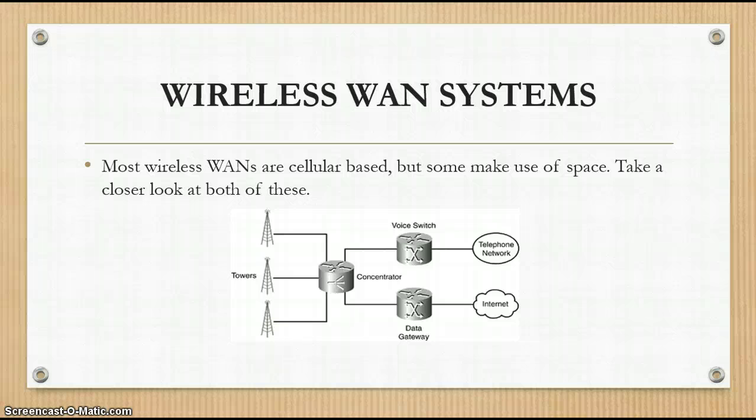The voice switch connects the user device to another wireless or wired user down the telephone distribution system. The component that makes the system a wireless WAN is the data gateway. In this case, the gateway is able to interface with data protocols in a way that makes it possible for users to surf the internet, send and receive email, and utilize corporate applications.